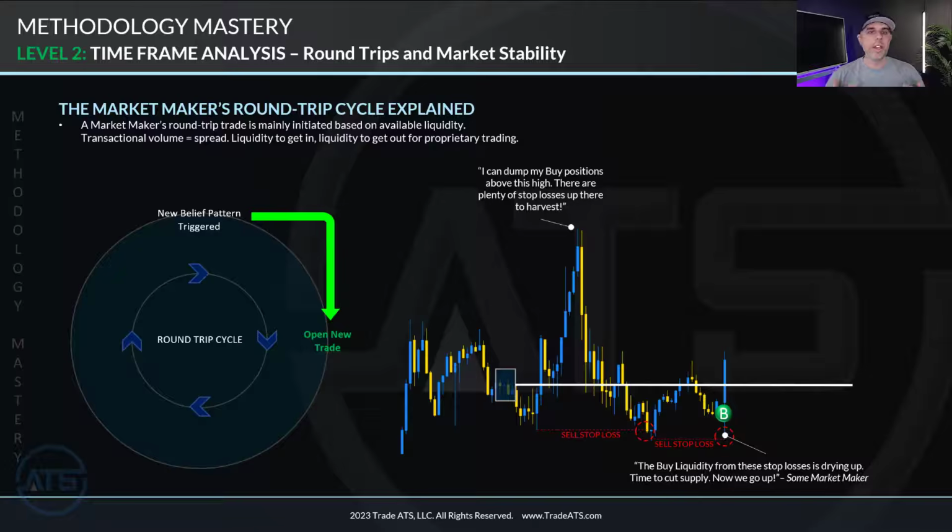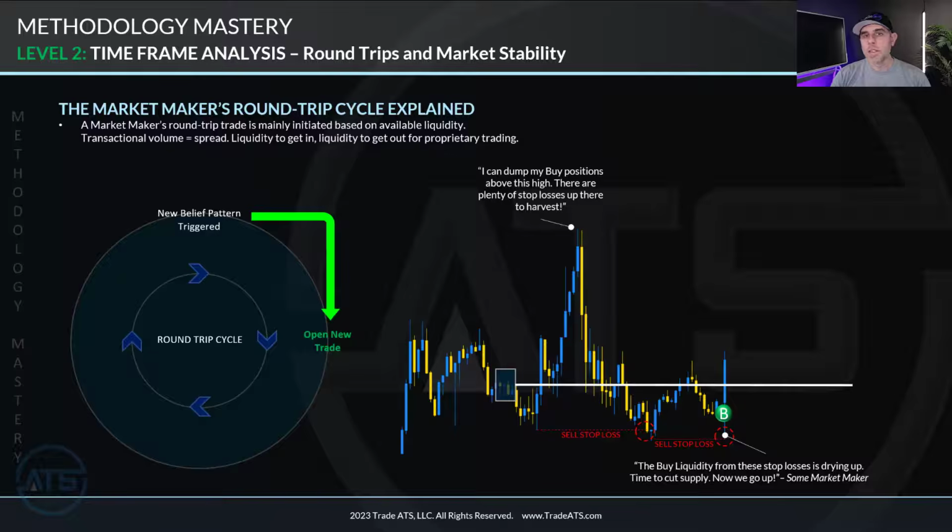Now, the reason they call them smart money is because they're not simply getting into the market and hoping they make a profit. They're planning for it in advance. They're looking at this high on the top of our chart. They're thinking, I could dump my buy positions above this high. There are plenty of stop losses up there to harvest. They are planning for the liquidity that they need to ensure that they make a profit beforehand.